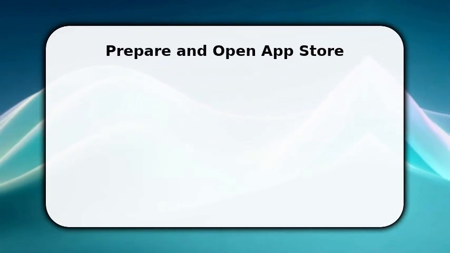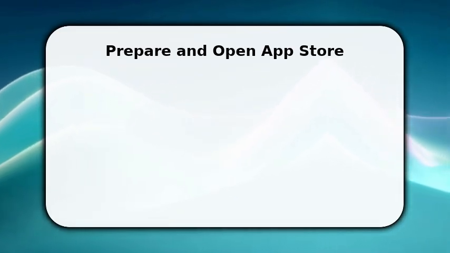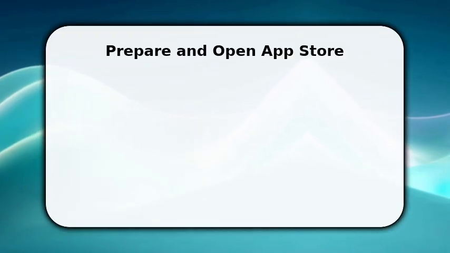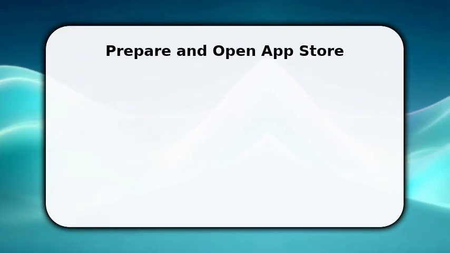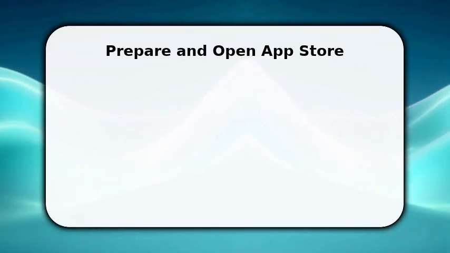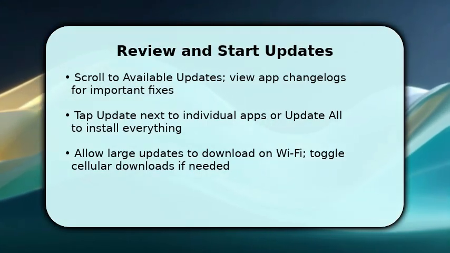Now open the App Store and tap your profile icon at the top right. Once done, pull down on the screen to refresh available updates so you see the latest list before deciding which apps to update. You'll see available updates and a list of apps with version notes. Skim change logs to prioritize critical patches.